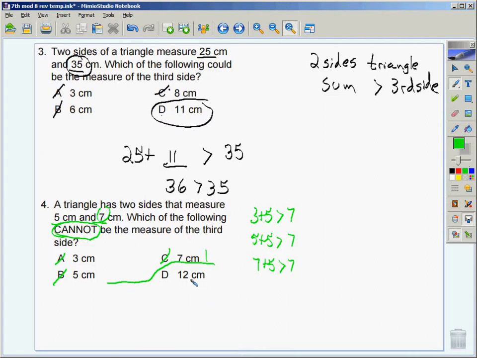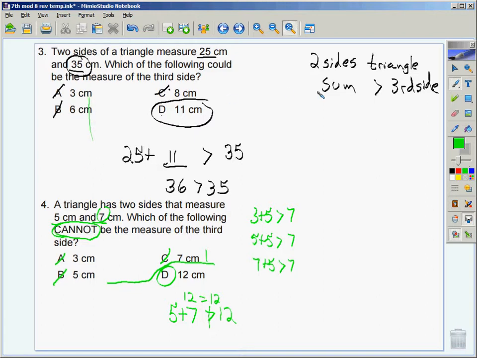When I get to this one, 12 is the largest number. Is 5 plus 7 greater than 12? In fact, 5 plus 7 is 12, and since they're equal, it's not greater. That's why D is the correct answer. You can't make a triangle unless the two sides are bigger than the third side.